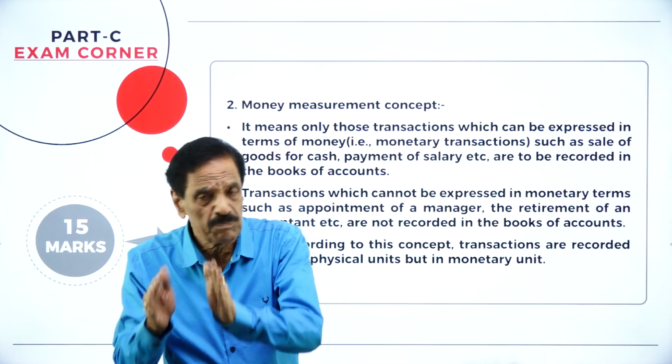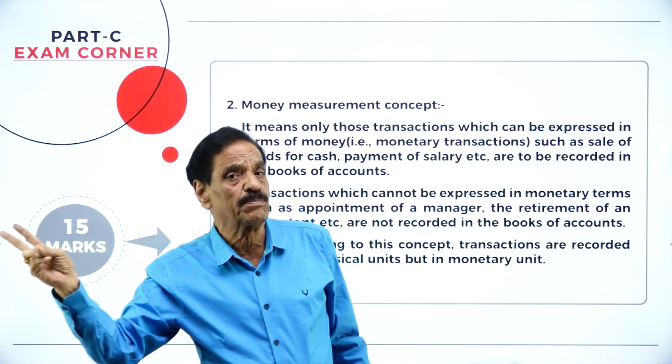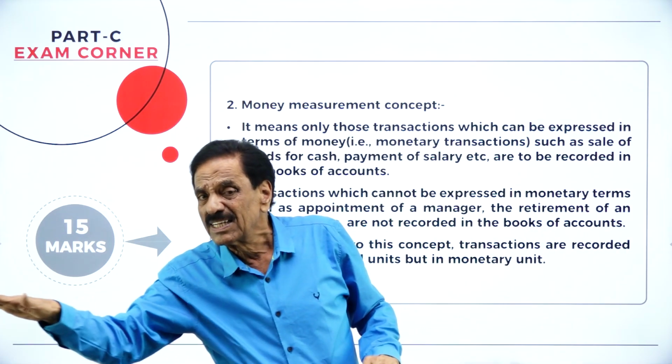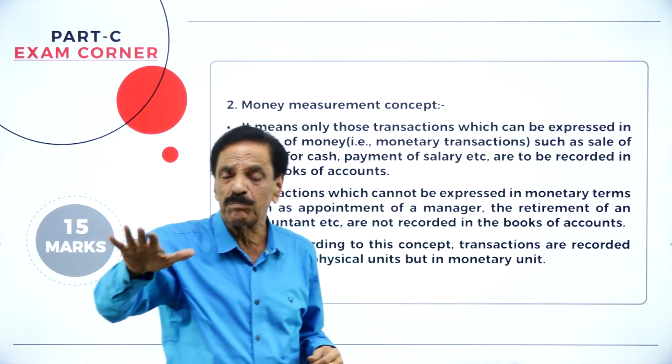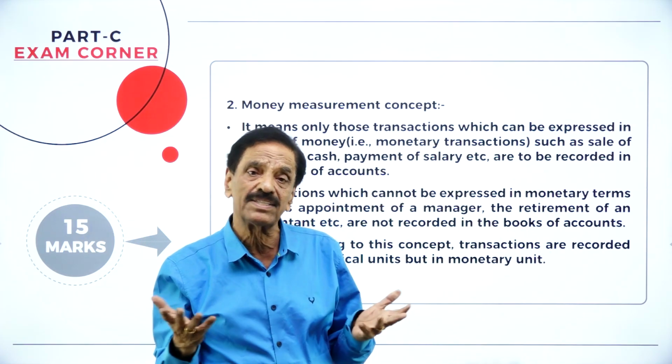Transfer of property from one person to another person is a transaction. There are two types of transaction: one is called cash transaction, another is called credit transaction. Transfer of property from one person to another for cash is called cash transaction.